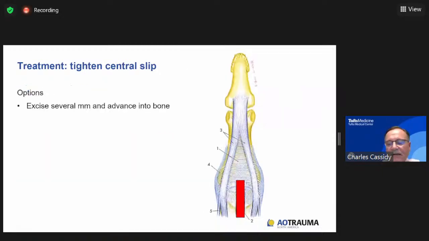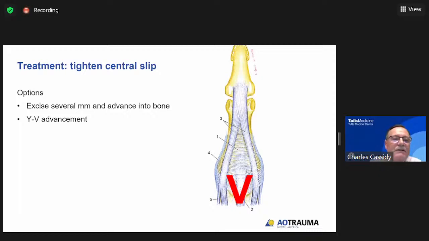So here's an example. You excise several millimeters of the central slip, and then you advance the tendon into the bone. So obviously you need to incise the interval between the lateral bands and the central slip, and you bring it forward. And doing that, you're actually relaxing the lateral bands to some degree. Another option, and this is my preferred one, is a YV advancement. So it's distally based. It's sort of like a chamois approach. We leave the central slip intact, and then make it a Y like that, and then advance the Y proximally. And you have multiple points of fixation.